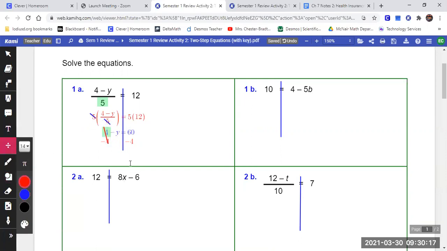What's left on this left-hand side now that we've big zeroed? What's left?